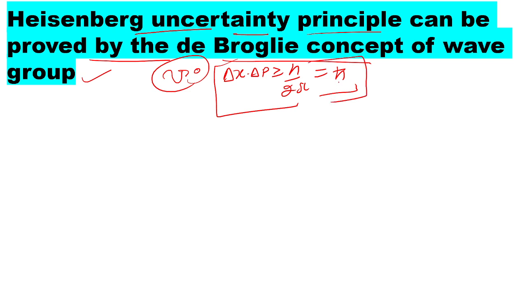And how will we prove it? We will use the de Broglie concept of the wave group. Why have we used the wave group? Because there is always a group of waves associated with a particular moving particle. So let's start.